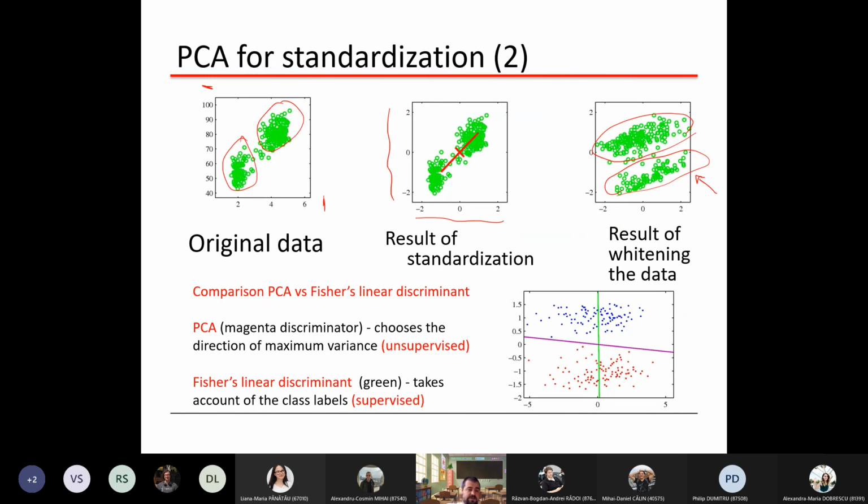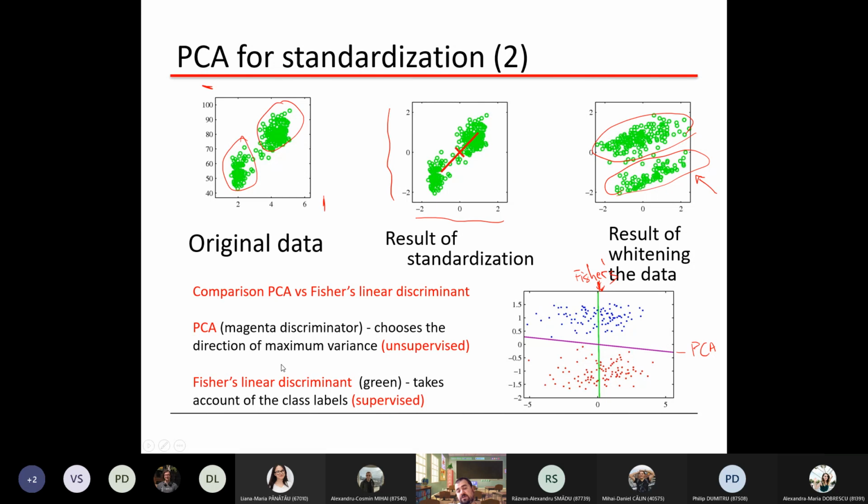And now there is an interesting comparison between PCA and Fisher's linear discriminant that we presented earlier. If we consider, so this is PCA, this is Fisher, and you can see that PCA, which is unsupervised, chooses the direction of maximum variance.